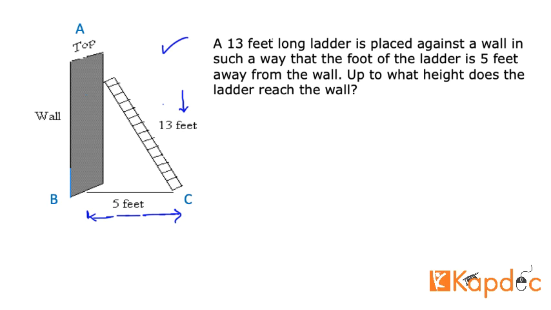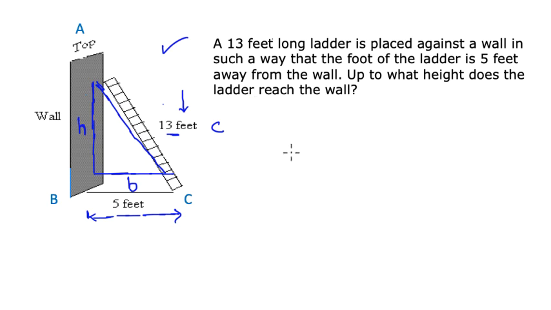Now you can apply the Pythagorean principle here, because this diagram is very much reflective of a right angle triangle, right? And then we have a diagonal. We have been given the dimension of this diagonal. Let's say this is C, and then the base is 5 feet and the height is what we need to find out.